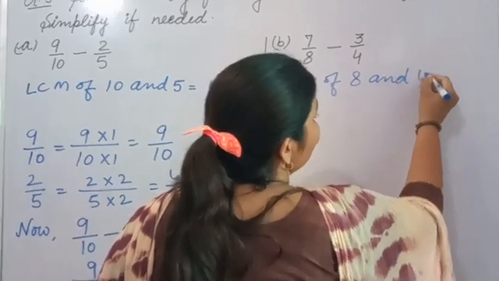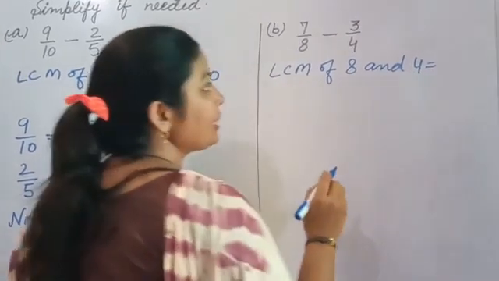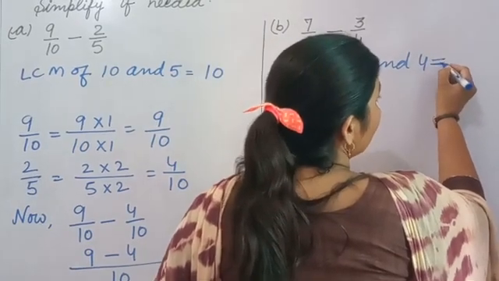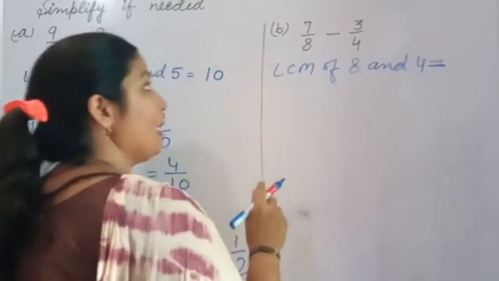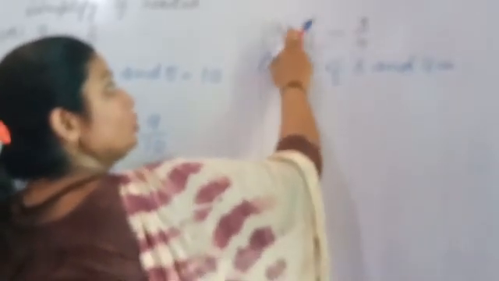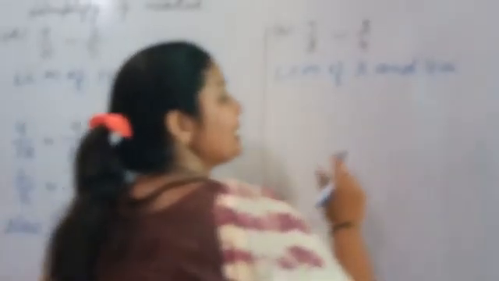So the same condition. First we find the LCM of the denominators. So LCM of 8 and 4. As I told you, firstly you recite the small number's table. If in the small number's table you are getting the big number, then big will be your LCM. So now we recite the 4 table. 4 ones are 4, 4 twos are 8. So that means 8 will be our LCM.